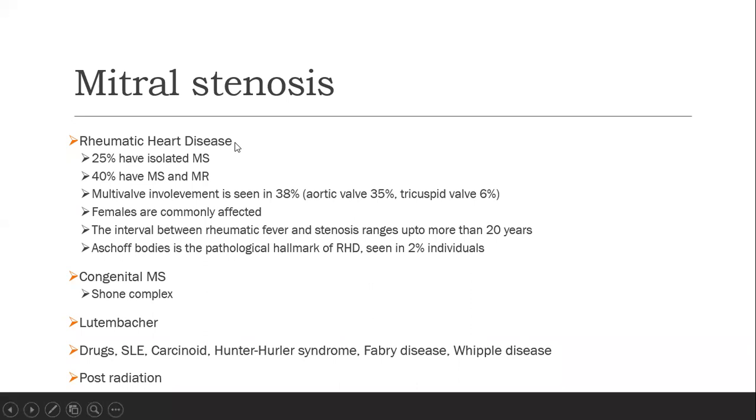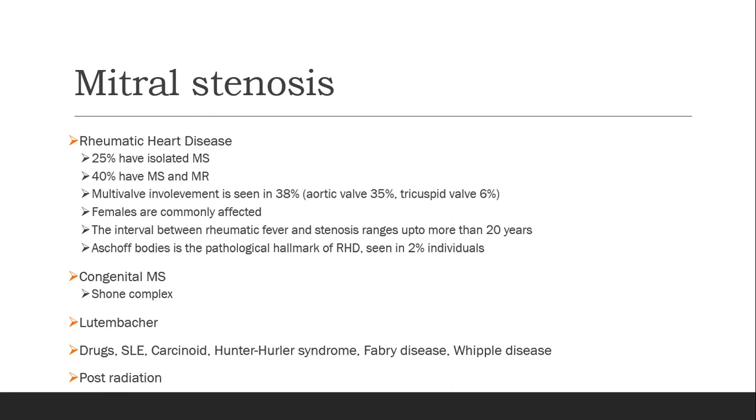So if at all you have to tell two valves which are commonly involved, it is the mitral valve and aortic valve. Mitral valve is the commonest valve affected. Mitral stenosis is the commonest lesion. Aortic valve is the next commonest valve affected. AS and AR both can occur. So many of the time, many valves may be involved. It is called as multivalvular involvement.